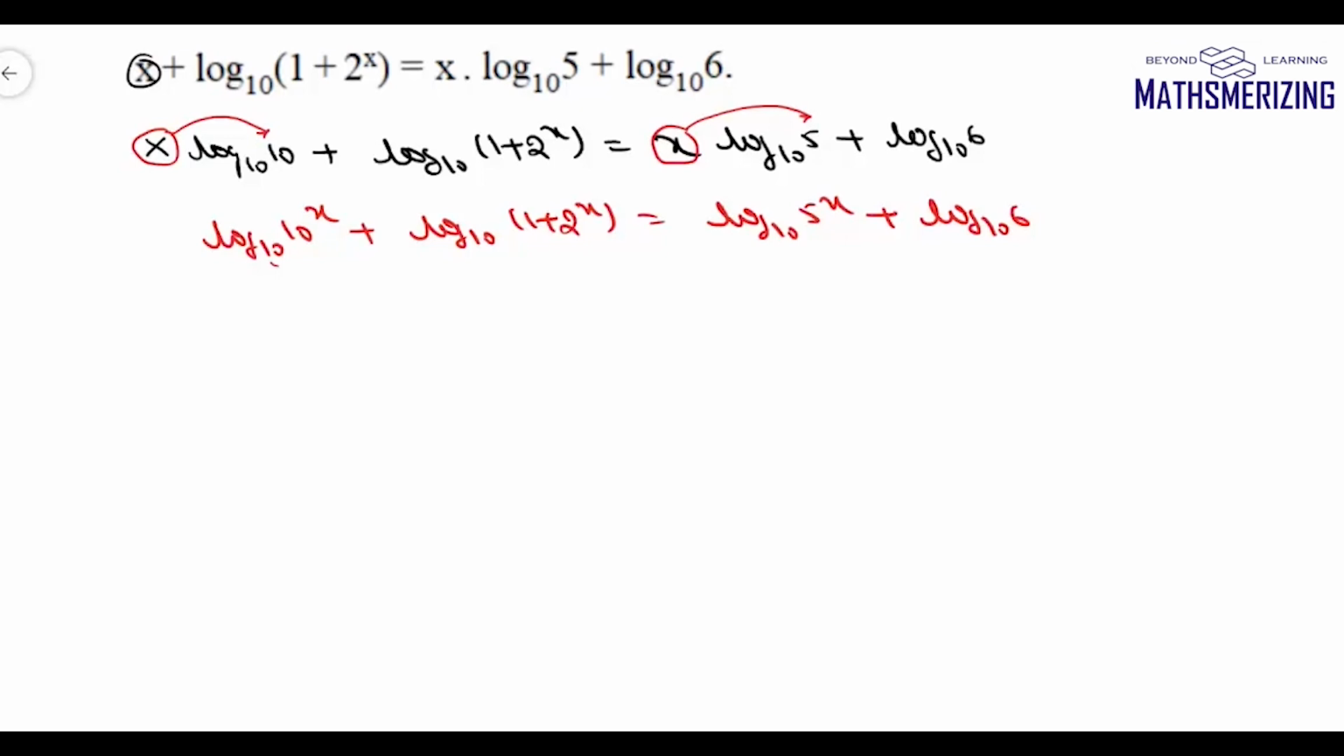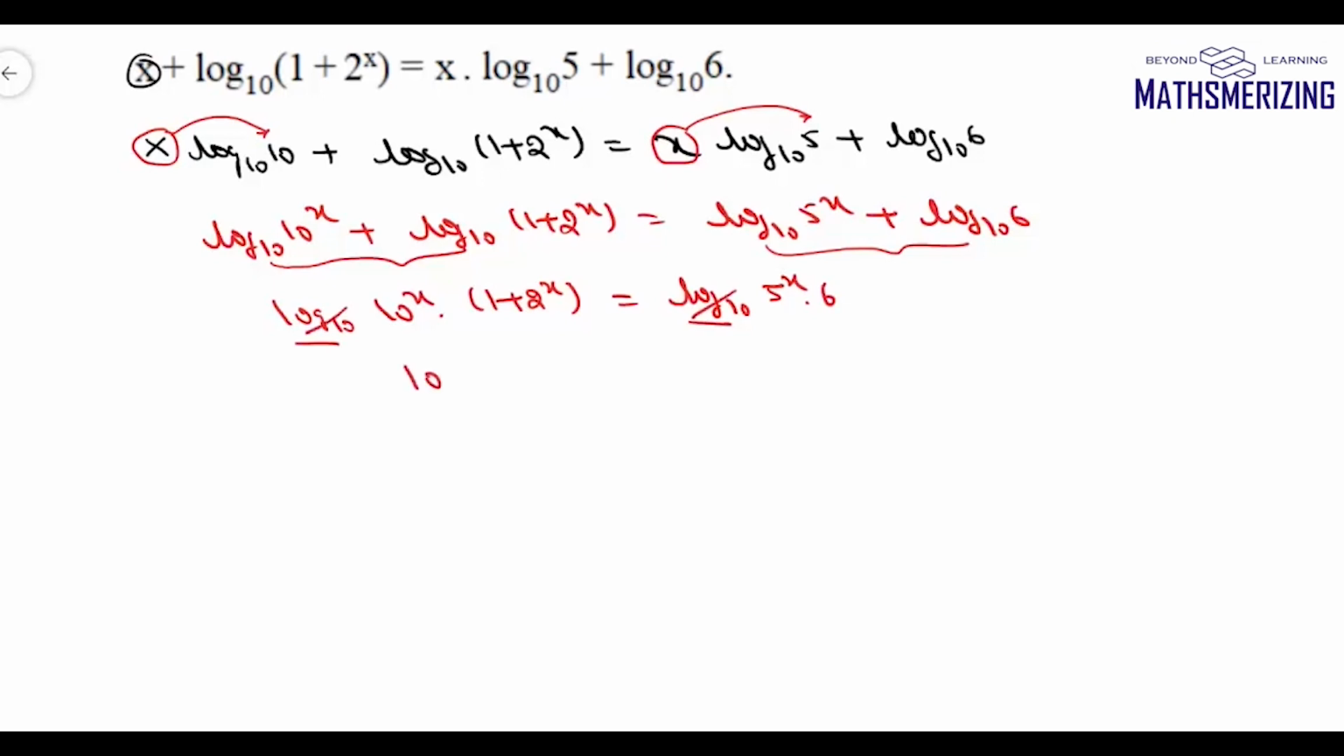Now we'll use the property of log m plus log n. So I can write it as log 10 to the power x into 1 plus 2 to the power x, and here I'll write log 5 to the power x into 6. Now base is same, so I can cancel log with log. So I can write 10 to the power x into 1 plus 2 to the power x is equal to 5 to the power x into 6.